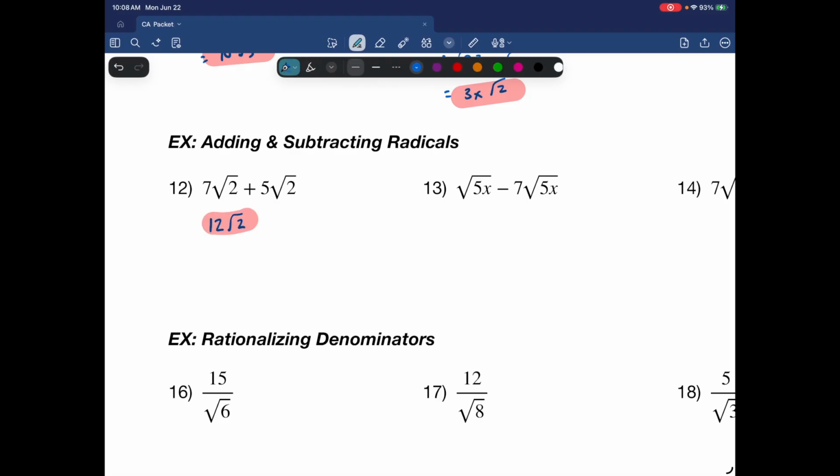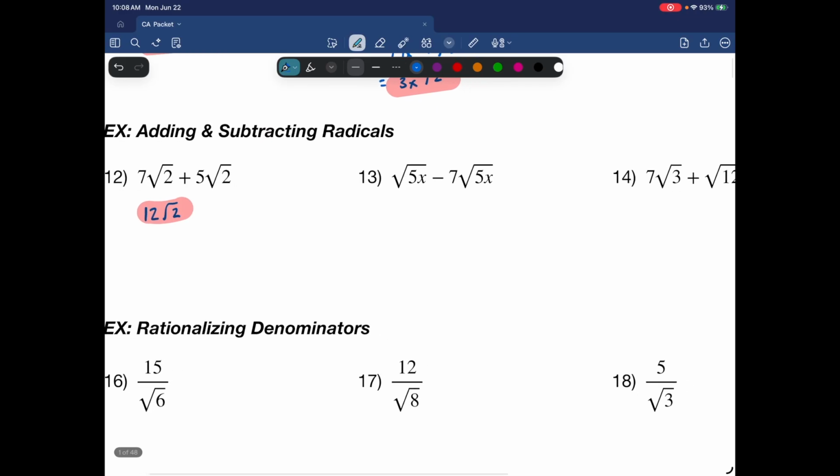On 13, you have 5x and 5x. So you have one square root of 5x and minus 7 square root of 5x. So 1 minus 7 is negative 6. So you got negative 6 square root of 5x.